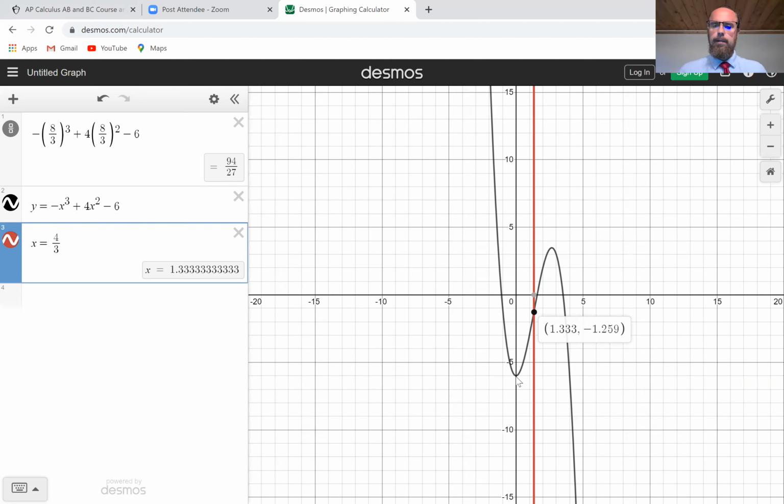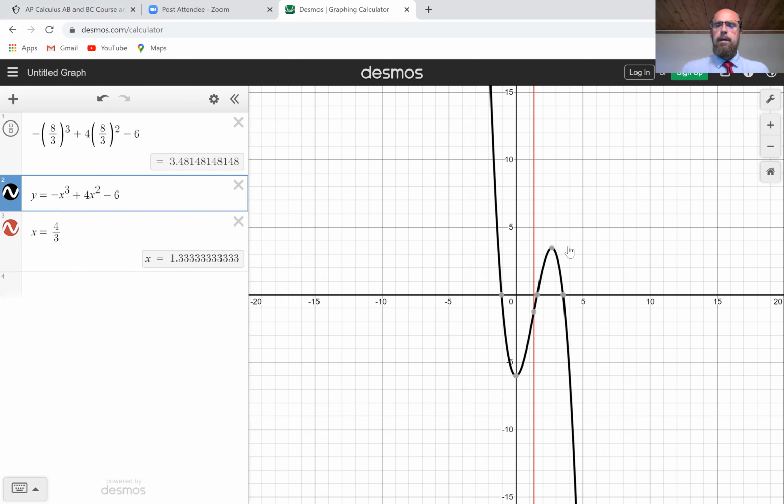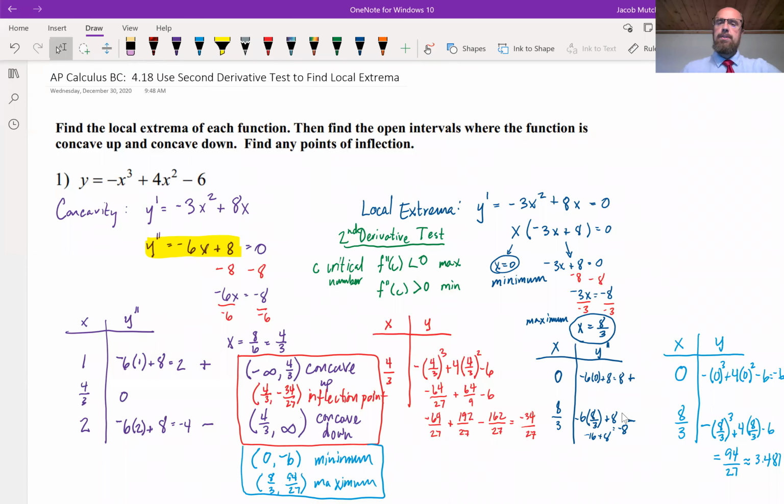Let's check our two extrema. We found that there was an extremum at (0, -6). We said it was the minimum, and the graph is supporting that claim. The maximum, here it's given in decimals, we found at 8 over 3, that is 2 point repeating 6, and then our fraction 94 over 27, about 3.481. And so what we've done with our algebra is supported by what we're seeing here graphically. Thank you for joining for this investigation of using the second derivative test to find local extrema. See you soon.